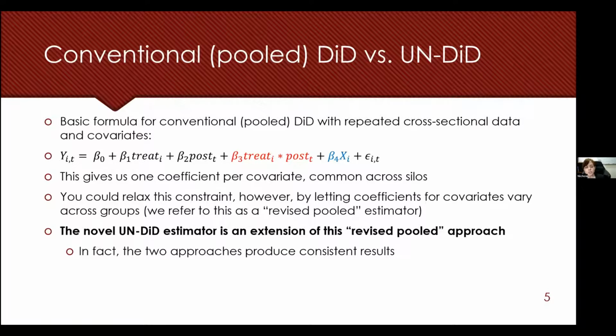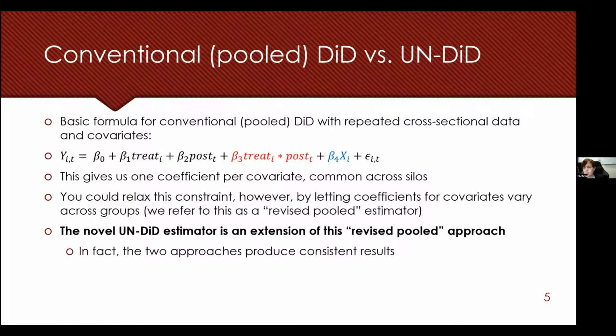Now, interestingly, what this is going to give us is one coefficient per covariate common across silos. You can think about relaxing this constraint. We often don't do this in difference in differences, but you could by letting these coefficients for the covariates vary by silo or by group. You're going to see this language in this presentation of revised pooled estimators. And when I say that, this is what I'm referring to: the introduction of a little bit more flexibility for those coefficients on covariates rather than one common coefficient.